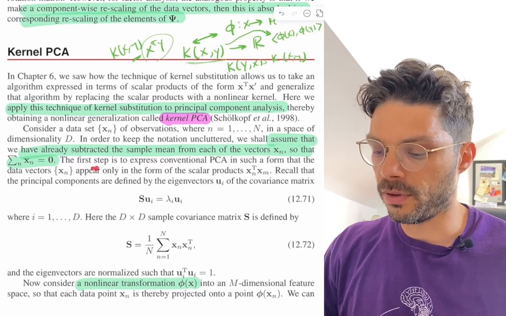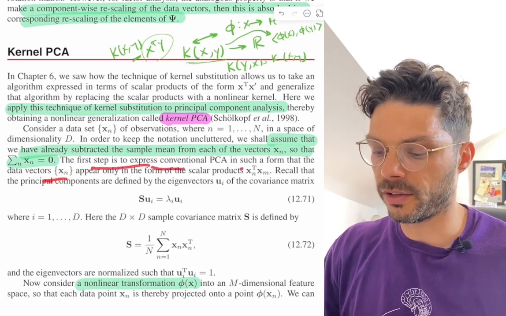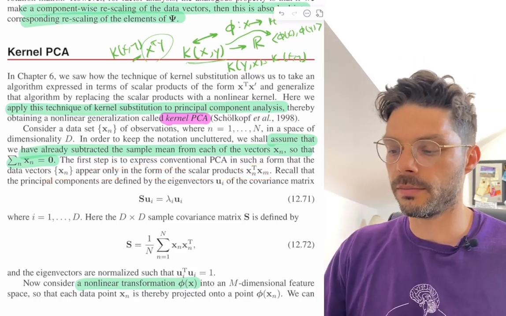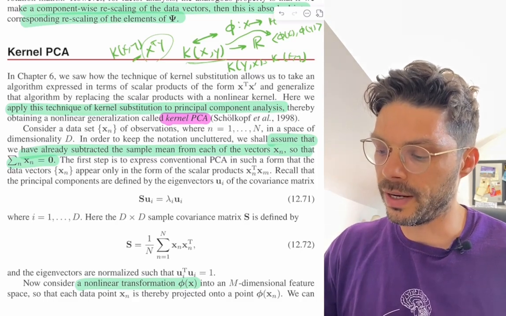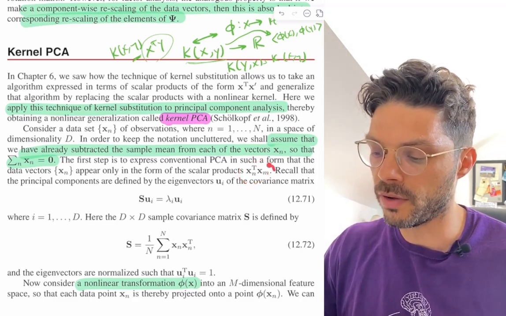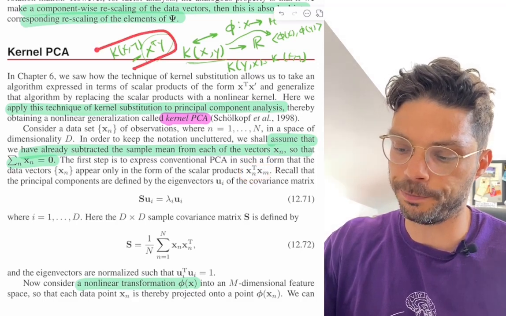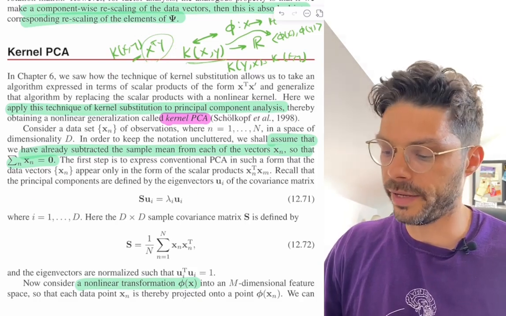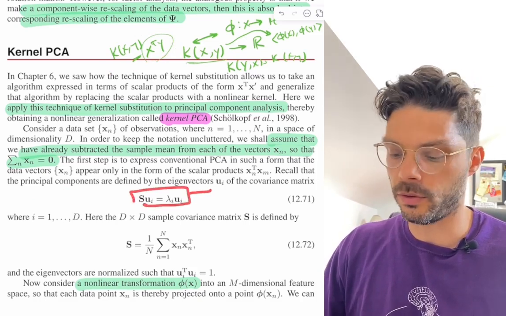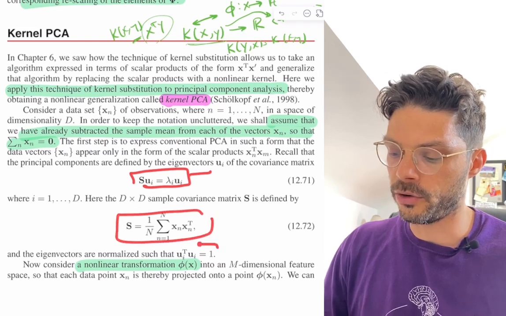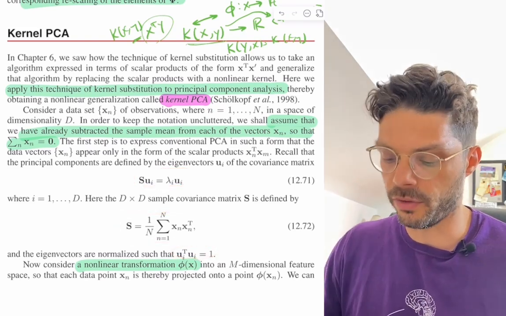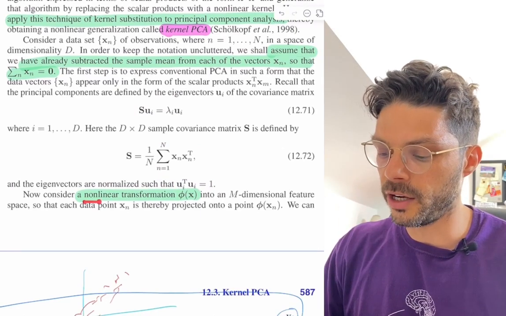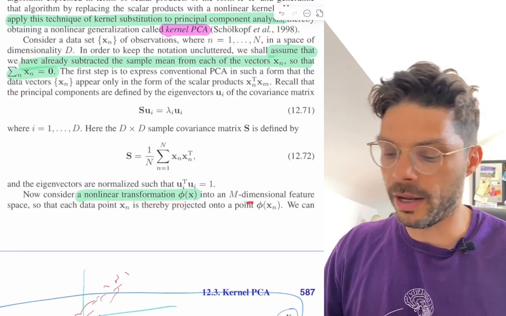Okay, the first step is to express conventional PCA in such a form that the data vectors appear only in the form of scalar products. He doesn't actually do this; in my online notes, maybe I'll do this as well, just for completeness. So you want to write PCA in terms of these kernels, which is kind of the linear kernel. Recall that the principal components are defined to be eigenvectors of the covariance matrix, and they're normalized. We've already covered this before. Now comes the whole point of this section: we consider a nonlinear transformation into an m-dimensional feature space.